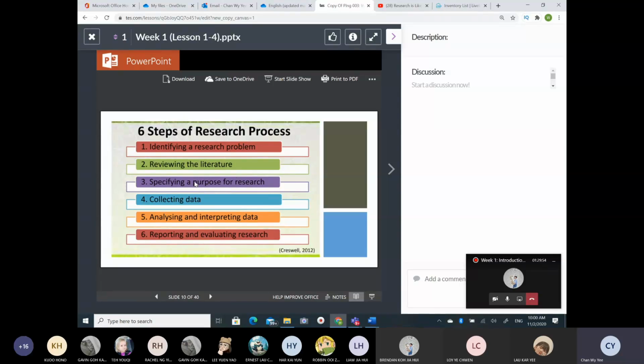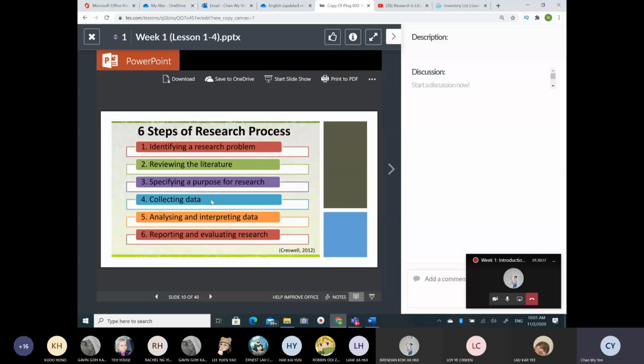After we have looked back into what other people have done, we try to specify a purpose for our research. What is the purpose of our research? Maybe to find out why students are not proficient in English, and how to improve the English proficiency among Malaysian students. These are all the purposes. Now that you have a purpose, a question, and a problem to solve, we are going to collect data.